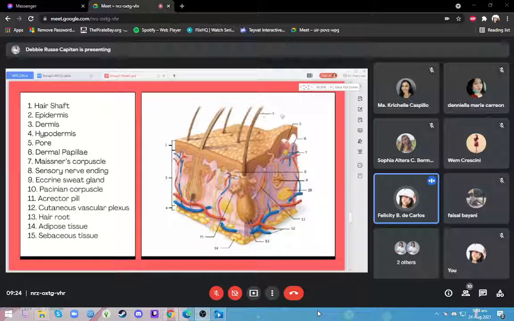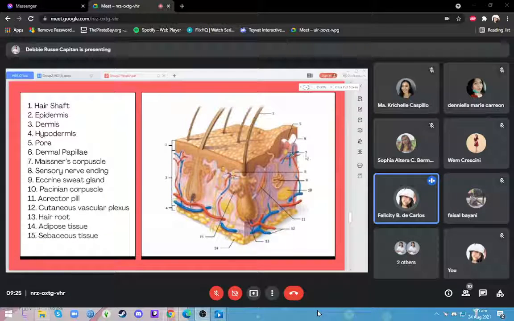So, number one, we have the hair shaft. This is a part of your hair that can be seen above your scalp. Number two, the epidermis. Number three, the dermis. Number four, the hypodermis. Number five, the pore. Number six, the dermal papillae. Number seven, the Meissner's corpuscle.